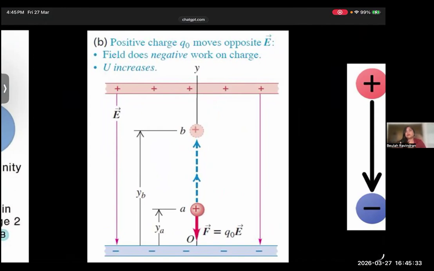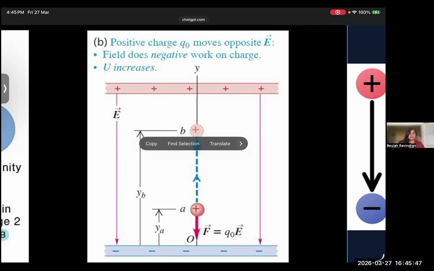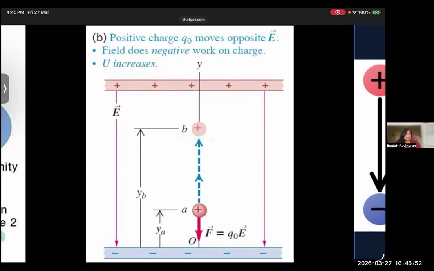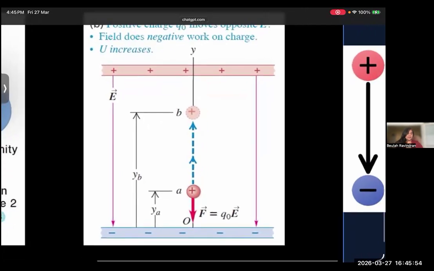Okay, so not due to its own system interactions here. The interaction is with the field created by the other sources, not with its own system interactions. Here the formula is U is equal to QV. The positive charge Q naught moves opposite to E, the field given here. Q naught is moving oppositely, so the field does negative work on the charge. So U increases. Potential energy difference, energy is increasing.